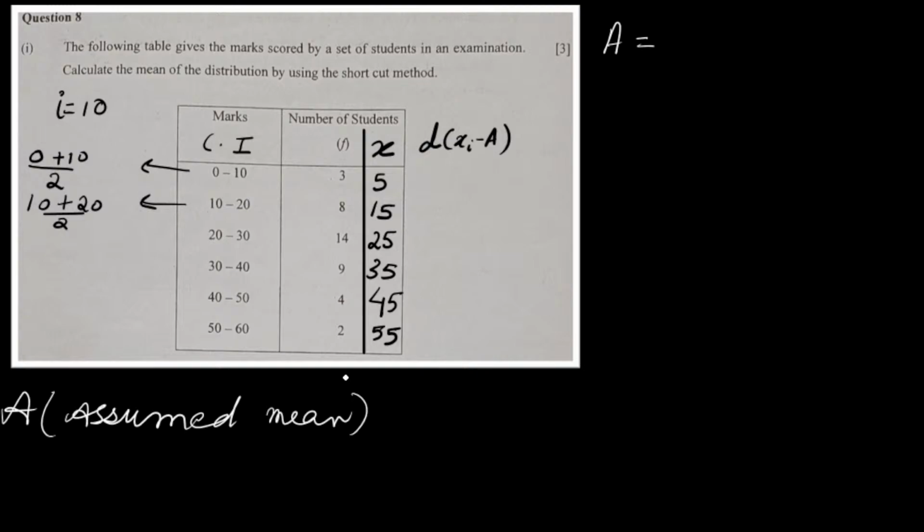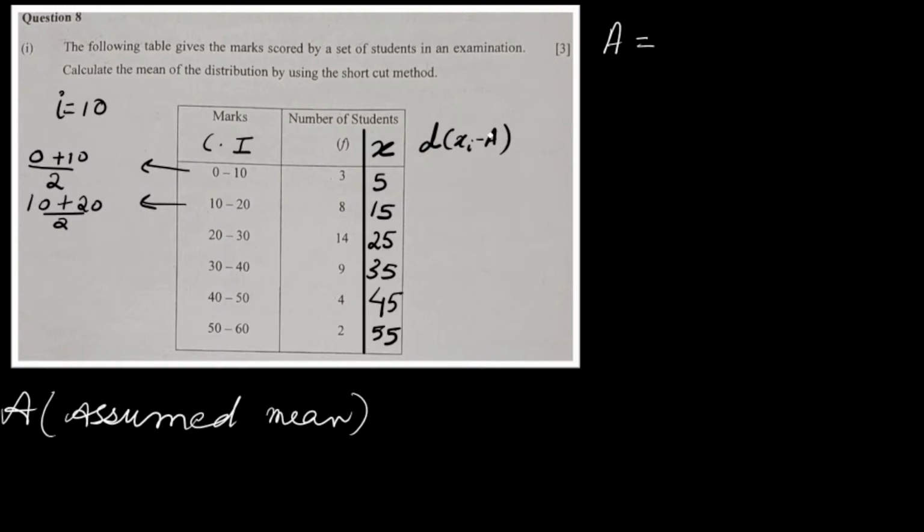After class mark, we have to find deviation. Deviation is xi minus a. xi means x1, 2, 3, 4, 5, 6. So which one can we assume as a now? The number of terms, number of intervals or number of x we have is 6. So we have to let a now. A is assumed mean. We have to assume one mean from the values of x. So which one can we assume now?